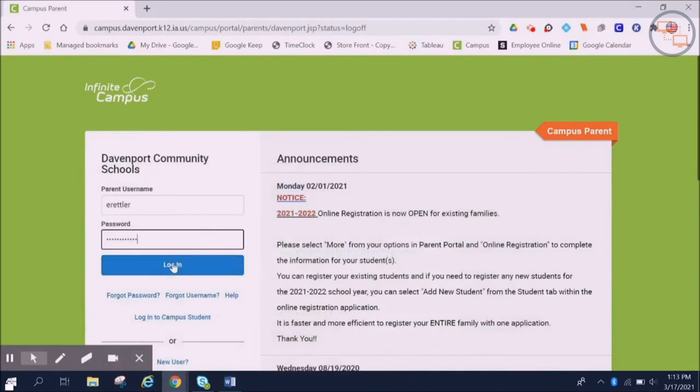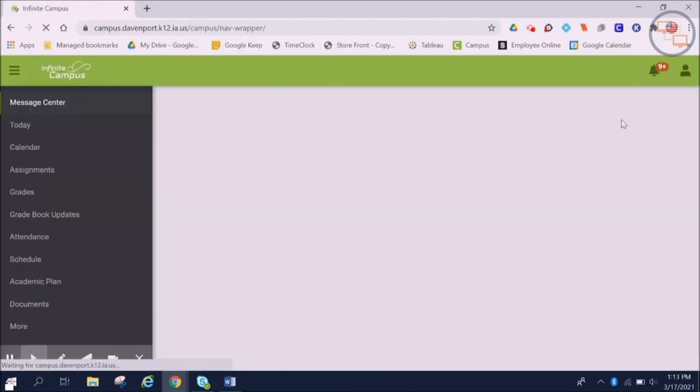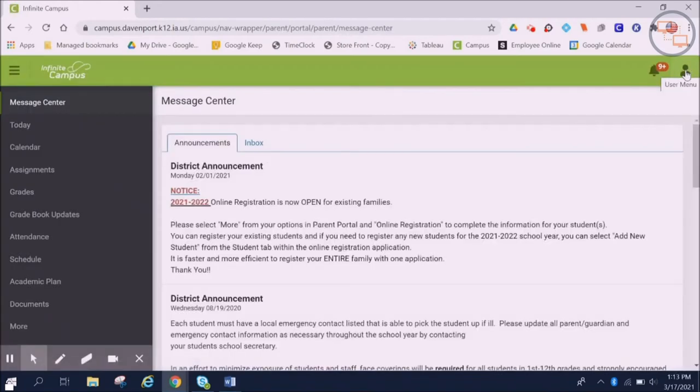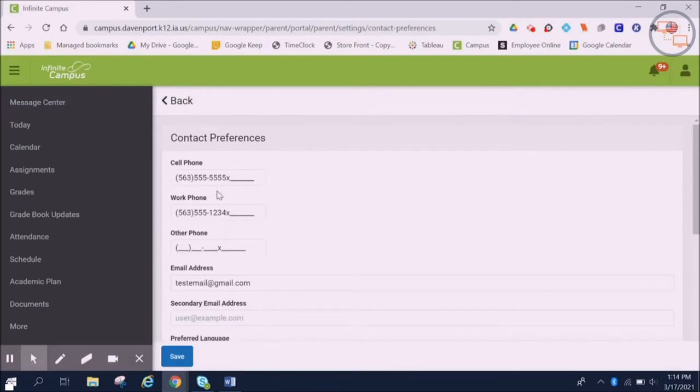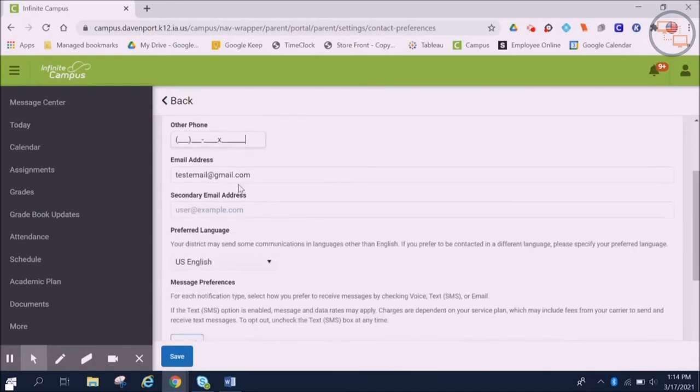Once you have logged in to your parent portal account, you will navigate to the upper right-hand corner of your screen and select your icon. From here, you are going to go to Settings and then Contact Preferences. At this point, you can update your cell phone number, your work number, or add an additional telephone number. Here, you may also update your email address, add or modify your secondary email address.